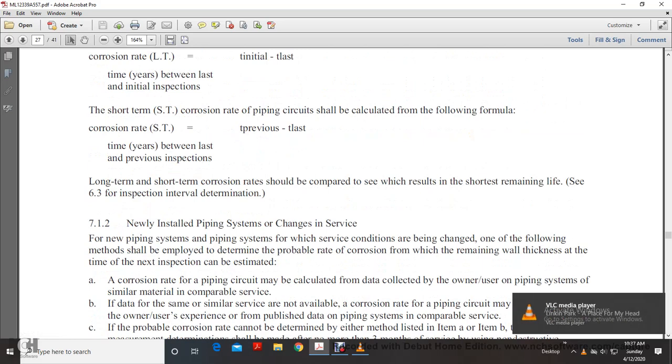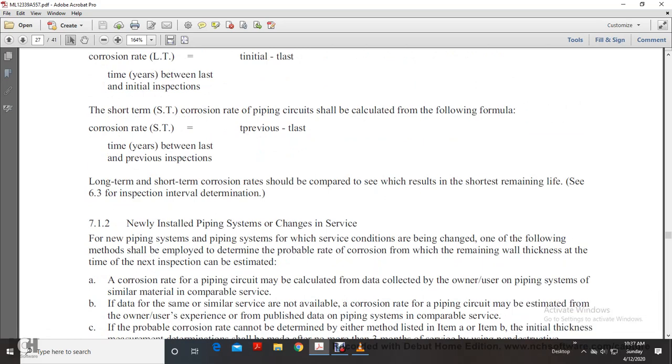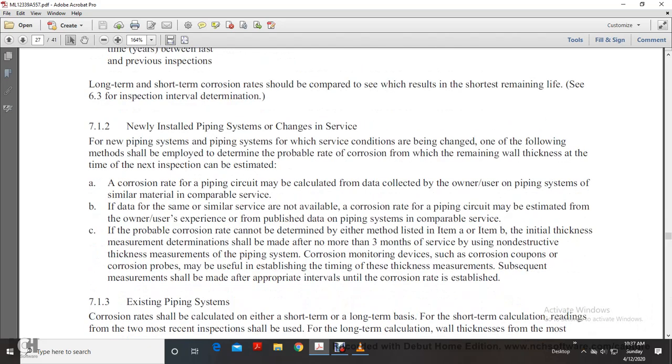7.1.2, newly installed piping or piping for which the service condition is being changed. One of the following methods shall be employed to determine the probable rate of corrosion, with which the remaining wall thickness at the time of the next inspection is estimated. Corrosion rate of the piping circuit may be calculated from data collected by the owner or user on piping systems in similar material and comparable service. If data for the same or similar service is not available, the corrosion rate of the piping circuit may be estimated from the owner or user's experience or from published data on piping circuits in comparable service.